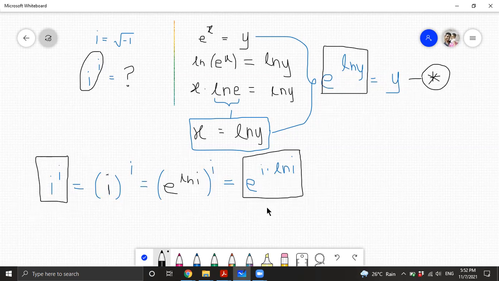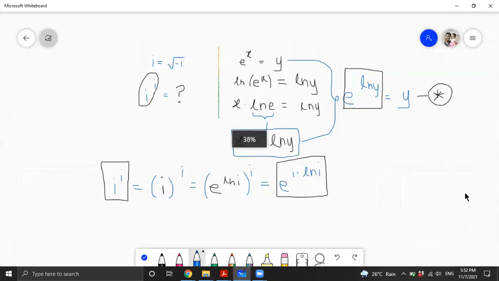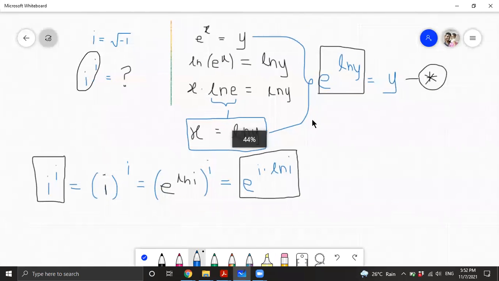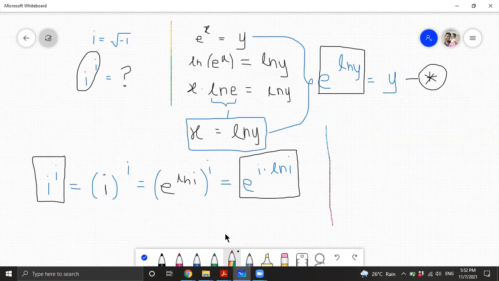So from this, i to the power i is now going to be equal to e to the power i ln i. We'll hold this moment and see another trick. And we also know that we can write this i as e to the power i pi by 2.